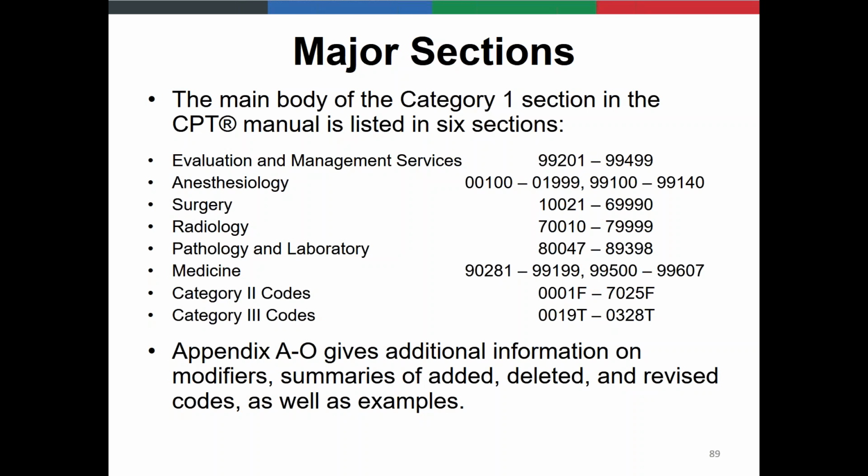And then we have our Category 2 and 3 codes. And of course, we won't really be dealing with those in this class, or really for that matter in this particular proficiency module. Just suffice to know what they are and what they represent, but we won't be doing any coding from there. There's also, at the end of the coding book, appendixes that give additional information on modifiers, which we'll be talking about tonight, summaries of added, deleted, and revised codes, and different examples of how to code from operative notes and so on and so forth.